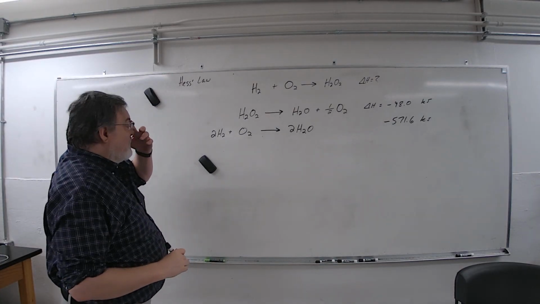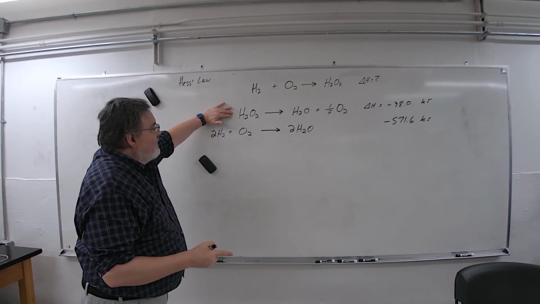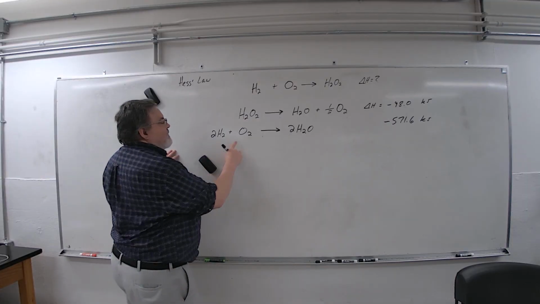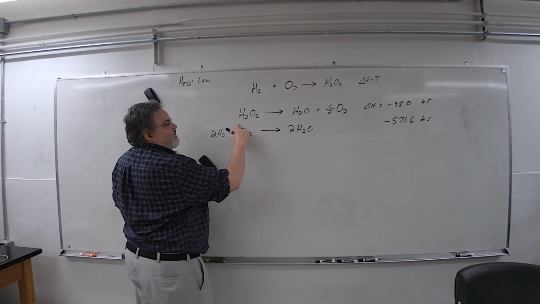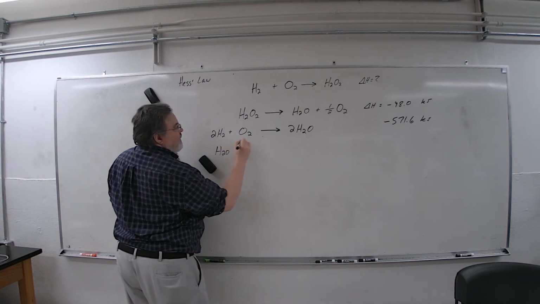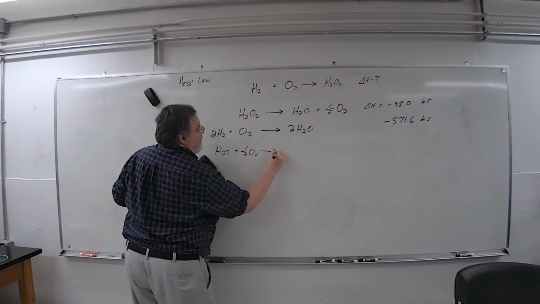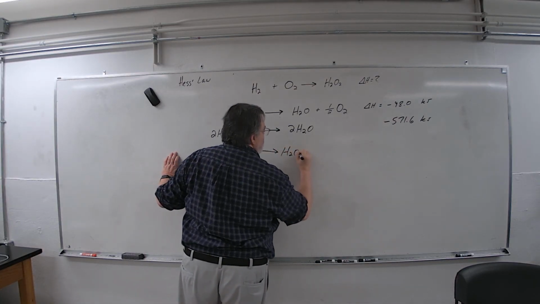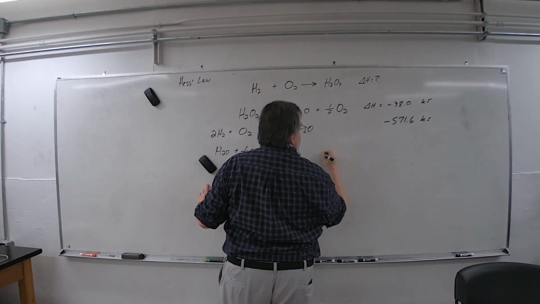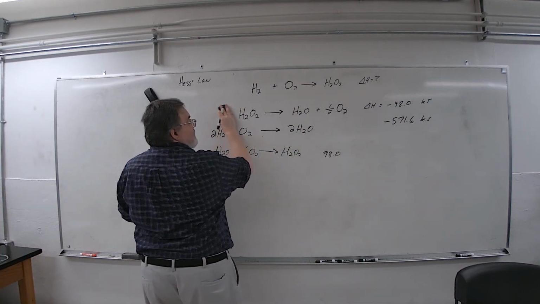So what can we do? We need H2O2 on the right side. We need H2O to go away. We need H2 and O2 on the left side. So this one, let's flip this one around. So H2O, 1/2 O2, H2O2, and then multiply this by -1, so it's going to be 98.0. So that's that one.